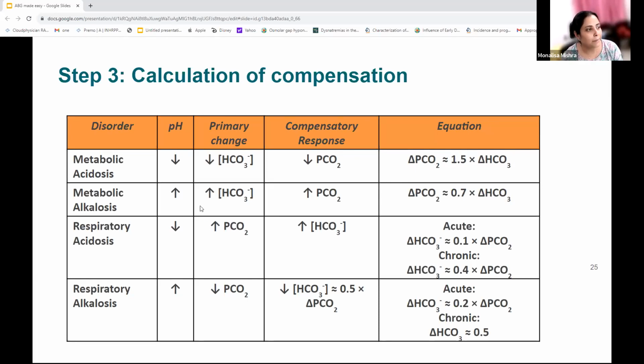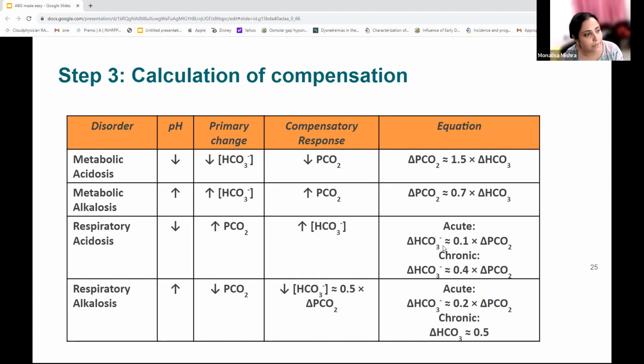Similarly, in metabolic alkalosis, this is the formula: the change in PCO2 will be equal to 0.7 into the change in bicarb. Similarly, in respiratory acidosis, what happens? The primary change will be an increase in CO2. And how does the body compensate for that? It compensates by increasing the bicarb. That is metabolic alkalosis. So the compensatory response for respiratory acidosis will be metabolic alkalosis.